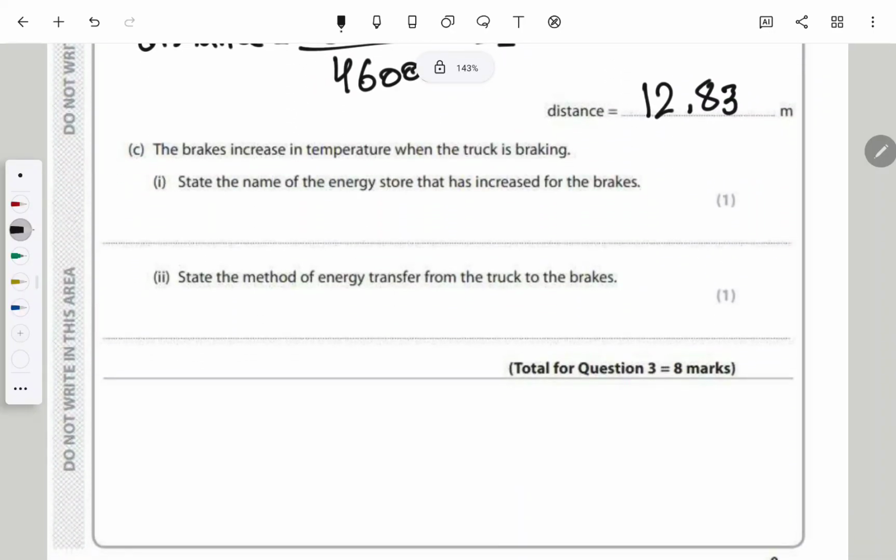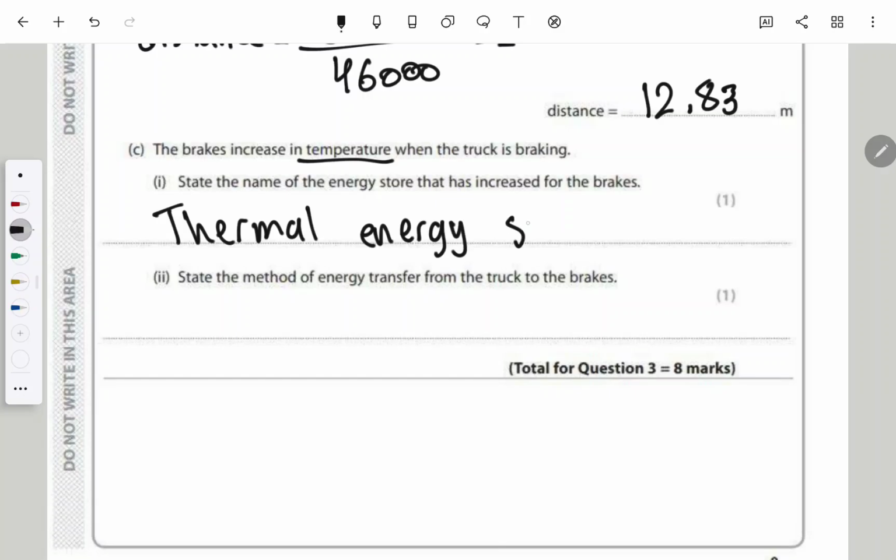The brake increases in temperature when the truck is braking. State the name of the energy store that has increased for the brakes. In this scenario, I mean, he already answered it. Because the temperature is increasing, the energy store that increases is the thermal energy store. Just an easy one, Mark.